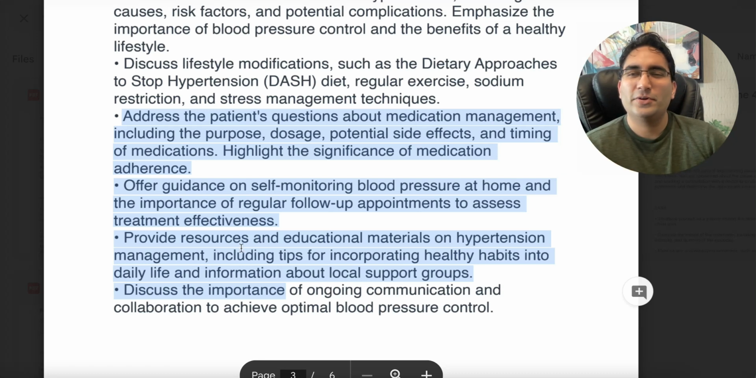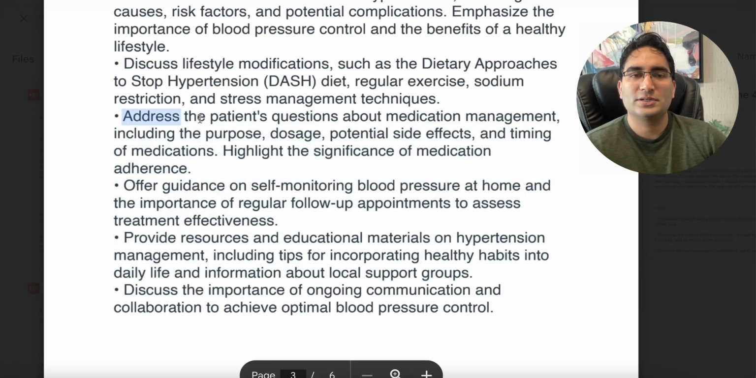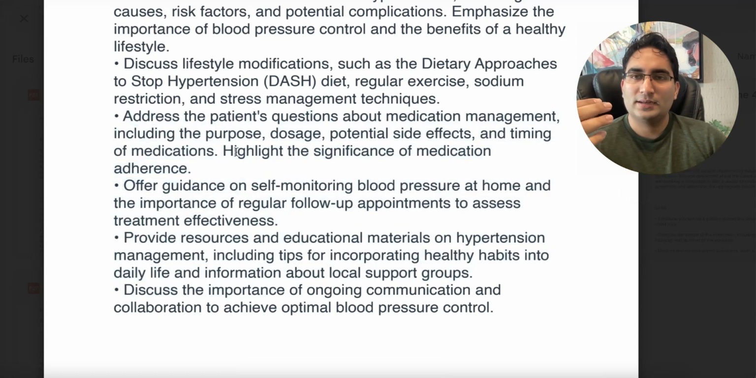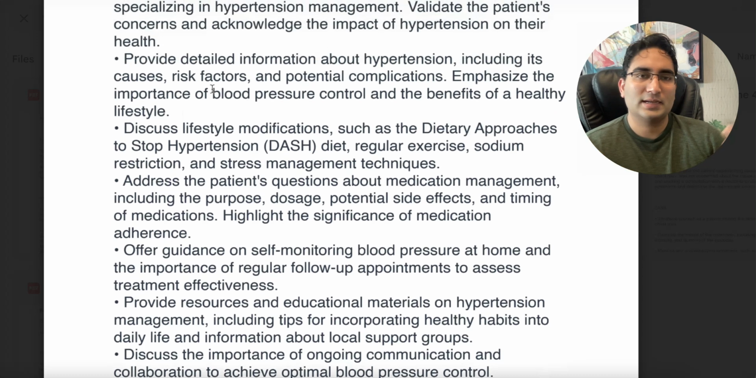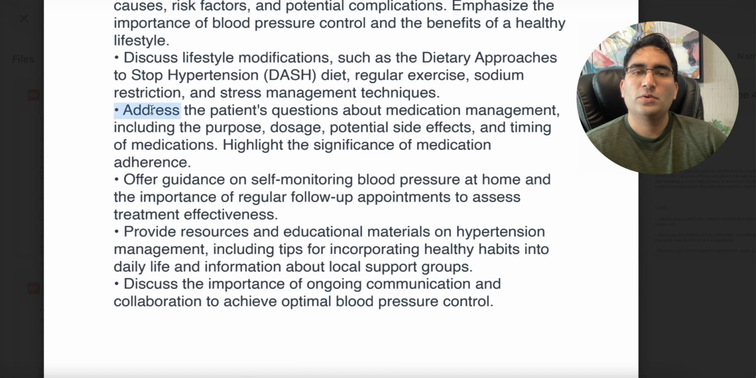Because now it's very important we finish nicely and also look at these key factors such as address, offer guidance, and so on. So at this point, we're talking to the candidate. We have done a lot of things, explained them their disease, given them some advice. Now we're at this point where the words are address the patient's questions about medication management. So obviously that means answer their questions.